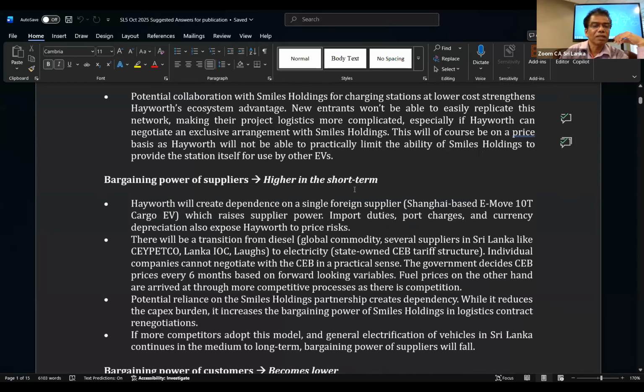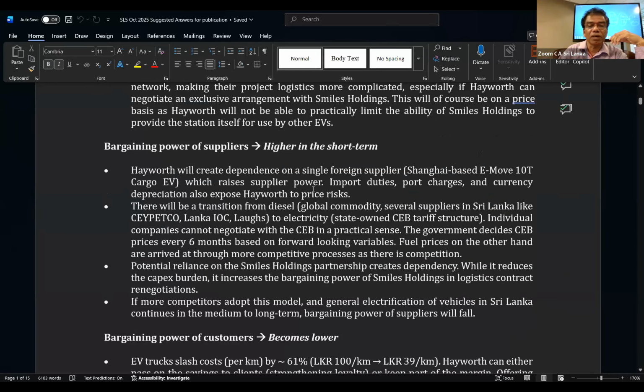Supplier power is higher in the short term. Everything will depend on the foreign supplier. The supplier has power because this company has only one supplier, right? The EV vehicles, the spare parts, various things. To maintain their competitiveness in Sri Lanka, they depend on the supplier. The supplier has everything in hand because this is the only supplier. So for certain, until they find another supplier and form a strategic alliance, then in the long run you can bring it down.